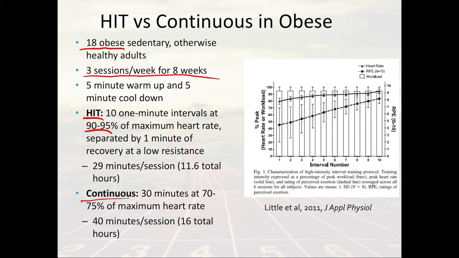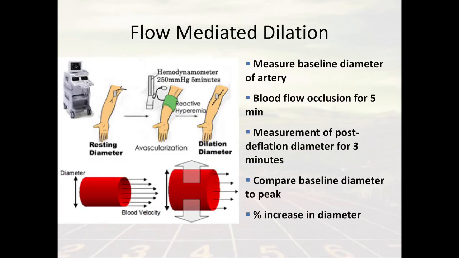Total exercise time was a little over 11 hours. The continuous group did 30 minutes at 70 to 75%. Total exercise time was 16 hours. All right, so quite a bit shorter in the HIIT group. Okay, and the main outcome that we tested in that study was something called flow-mediated dilation. Flow-mediated dilation is a non-invasive way to measure endothelial function. We have an ultrasound machine in the lab that we can do this test on as well.